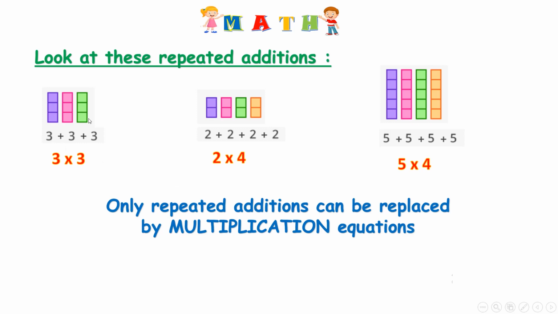You see the first one in here, I have the number 3 that is repeated 3 times. So it's 3 times 3. Here in the second set of blocks in here, I have the number 2 that is repeated 4 times. The same number 2, it's 2 plus 2 plus 2 plus 2. The 2 is repeated 4 times. I say it's 2 times 4. Great. And here in the last set, I have 5 plus 5 plus 5 plus 5. The same number 5 is repeated 4 times. So I can say it's 5 times 4. Great.